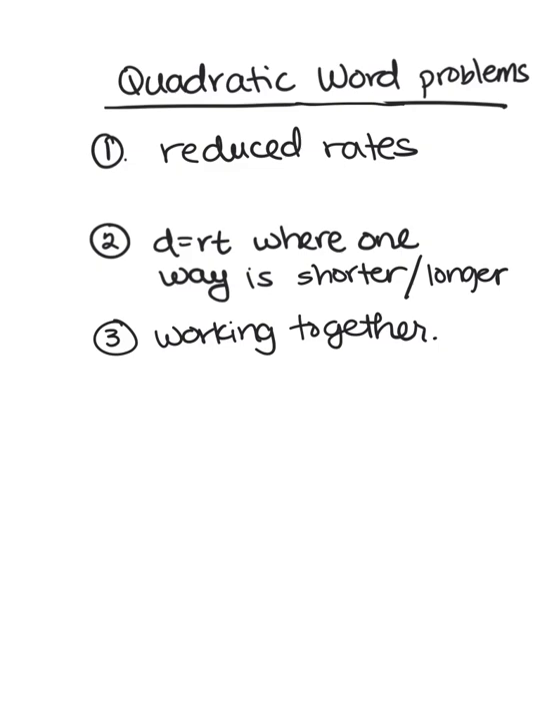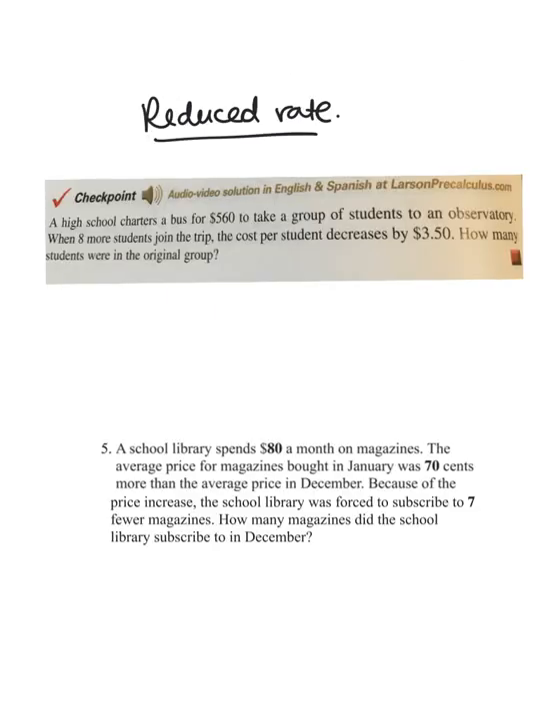Hi, everyone. I wanted to go over the quadratic word problems a little bit more. There are, as I see it, three different types. There's one type that talks about reduced rates. There's the other type that has distance equals rate times time, where one way is shorter than the other. And then the third way is working together. So let's start with the reduced rate.